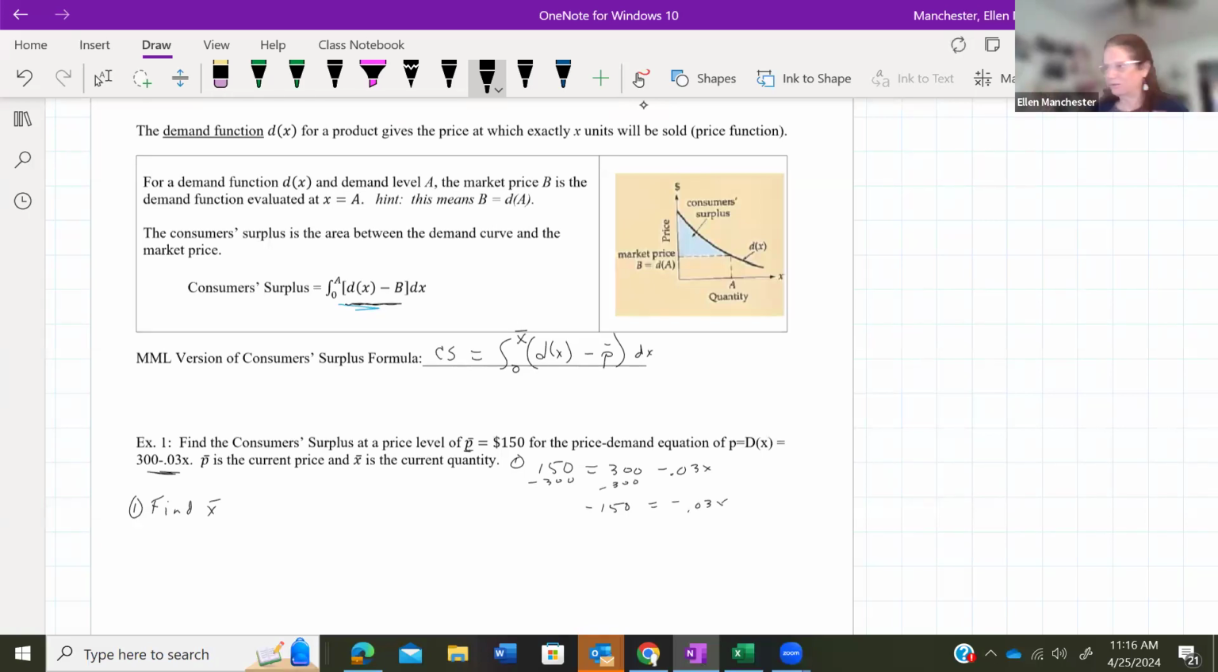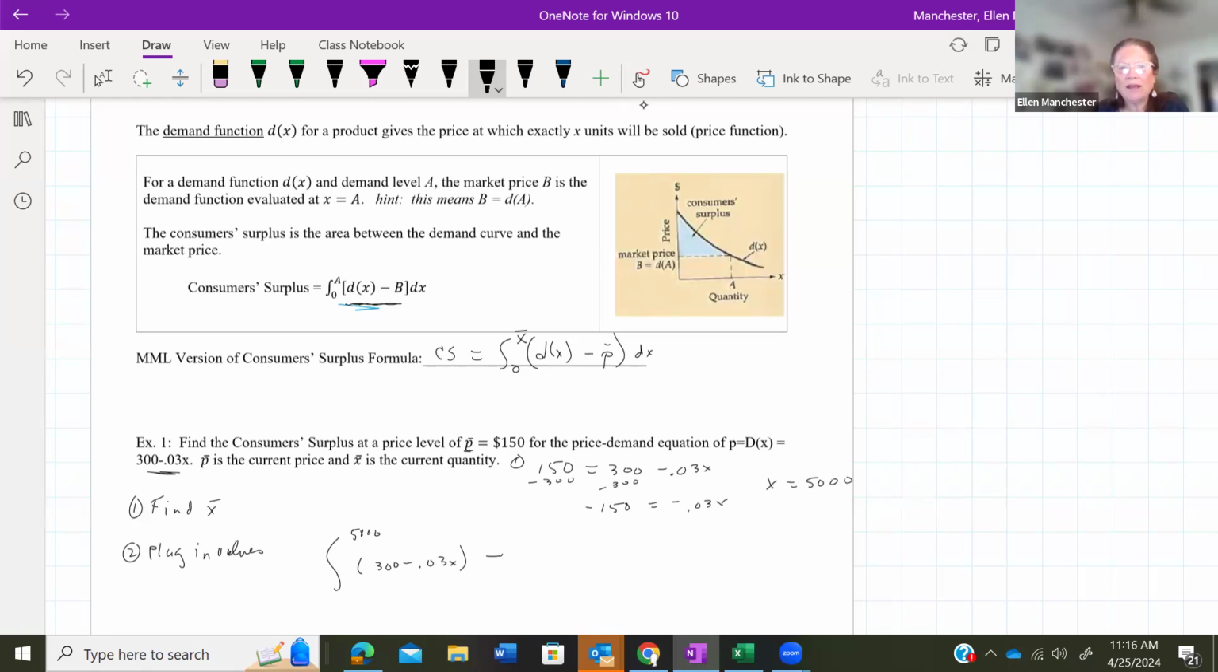Where's my calculator? I had it. Oh, there it is. Okay, so 150 divided by 0.03 is 5,000. So my X value is 5,000. Now I have everything I need. I have my 5,000. I have my function, which was 300 minus 0.03x.